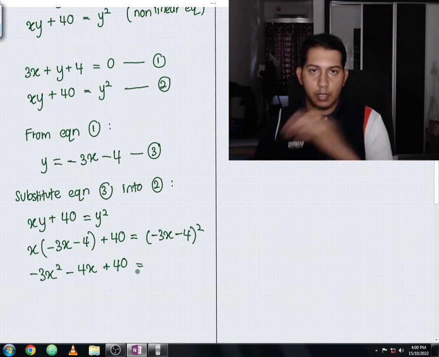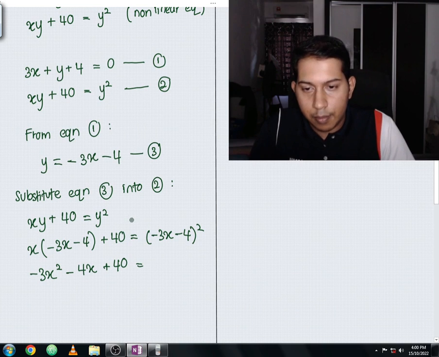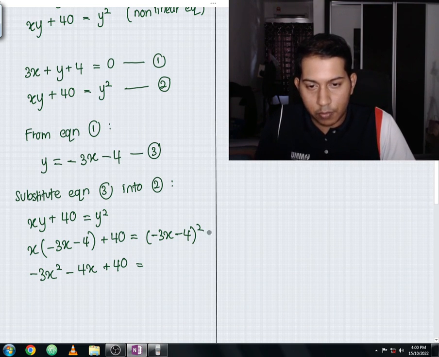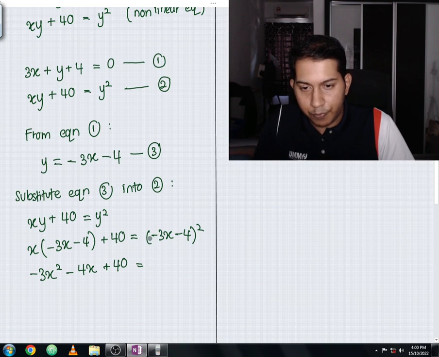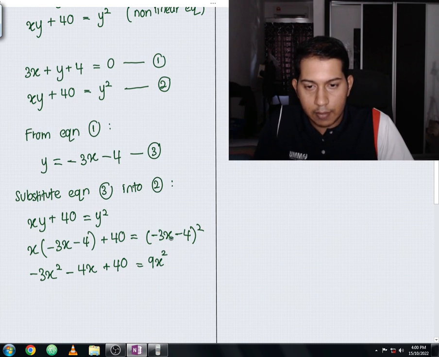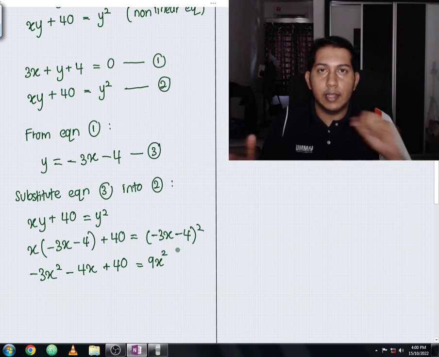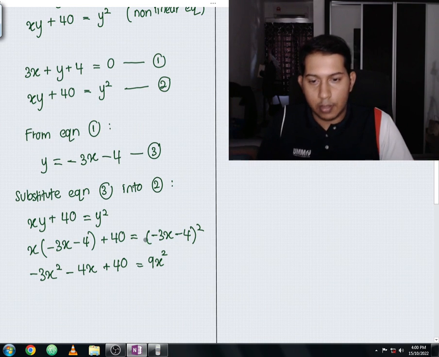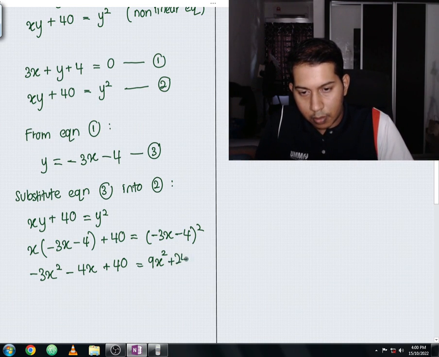Let us proceed to the right hand side. As you can see, we need to expand the bracket, the power of 2 bracket. So expanding this, you should get 9x². Negative 3x times negative 4, you get 12x. Then 12x times 2, you get 24x.